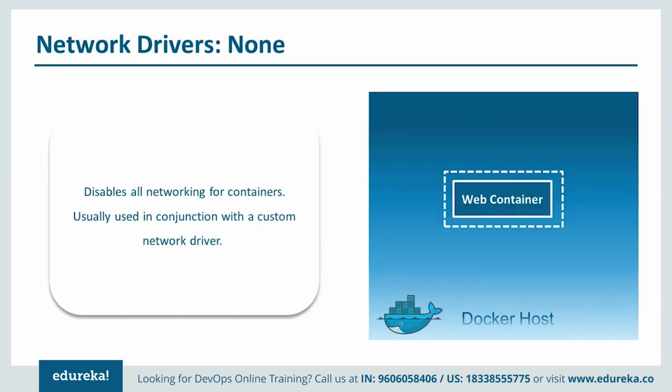The third option is the none network. The containers are not attached to any network and do not have any access to the external network or the other containers. This is usually used in conjunction with a custom network driver and is not available for Swarm services.